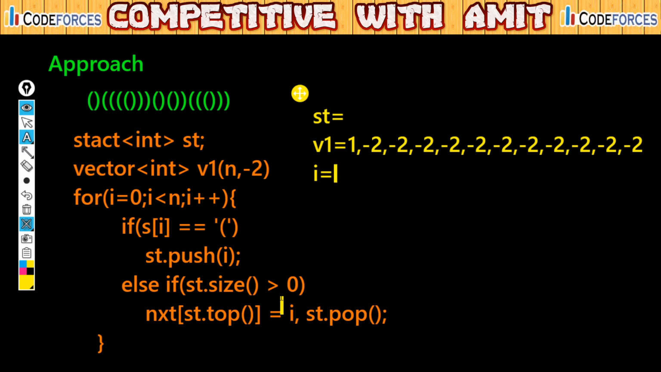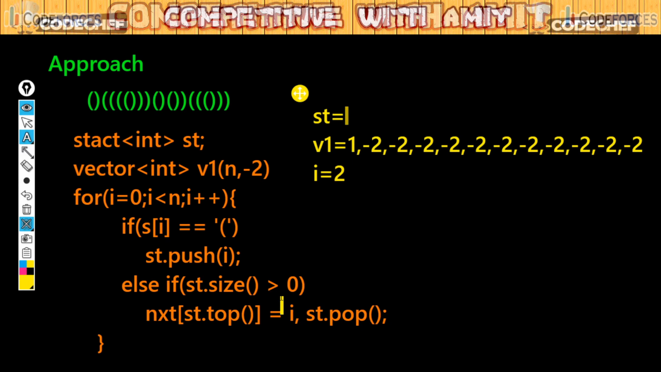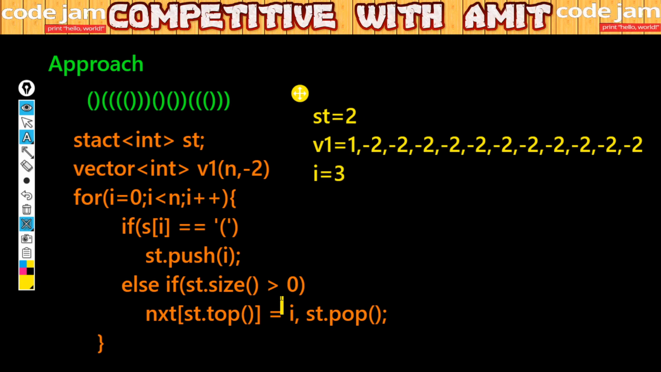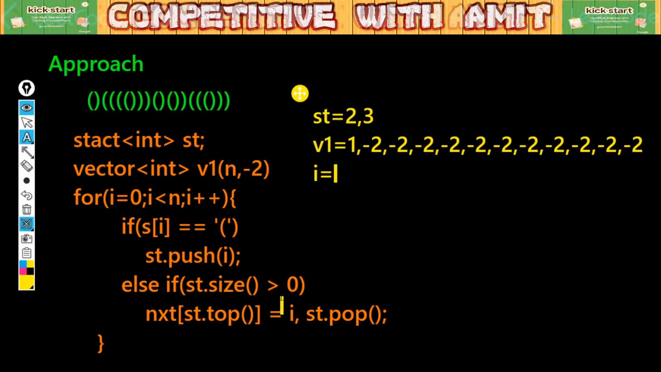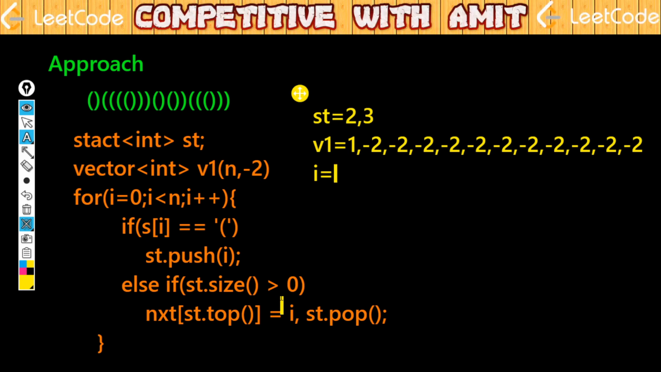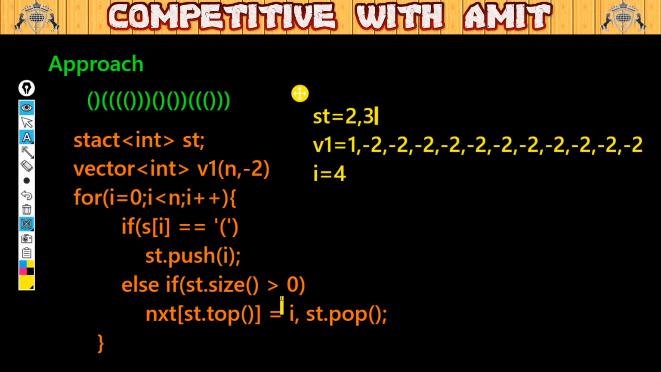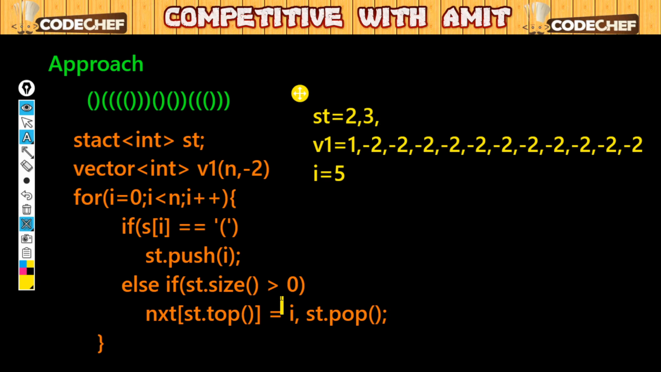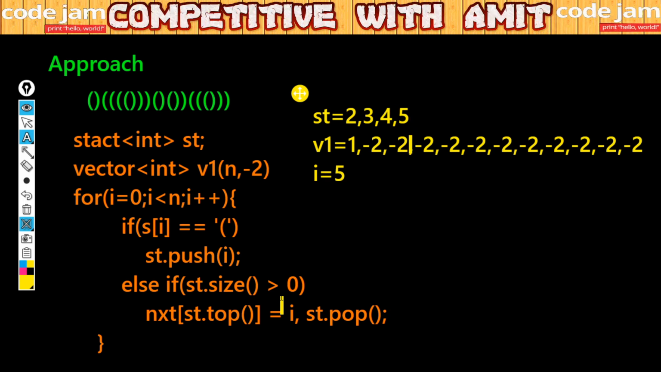Now i will be equal to 2, again the closing comes, here the value will be pushed back, then 3 comes, then this will be pushed back, then 4 comes, then 4 will again be pushed back, then 5 comes, then 5 will again be pushed back, first 4 and then 5.